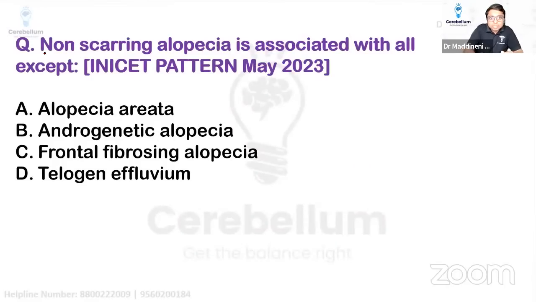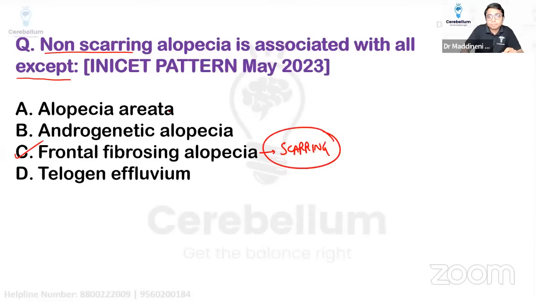Next is non-scarring alopecia. Non-scarring alopecia is associated with all except. This was the question which students told me as a recall. I hope this was the exact question. Among the given options, frontal fibrosing alopecia is an example of scarring alopecia, and the rest of the others are all non-scarring alopecia.